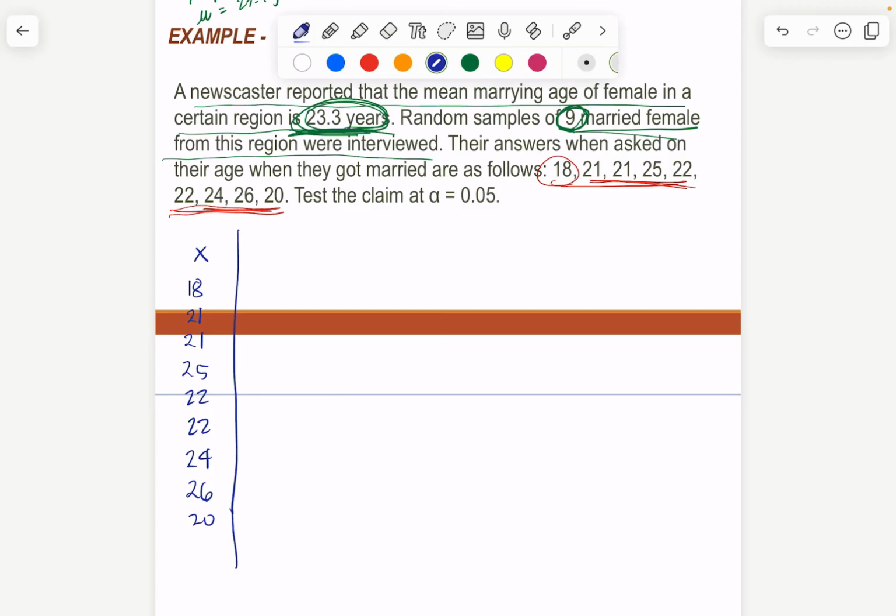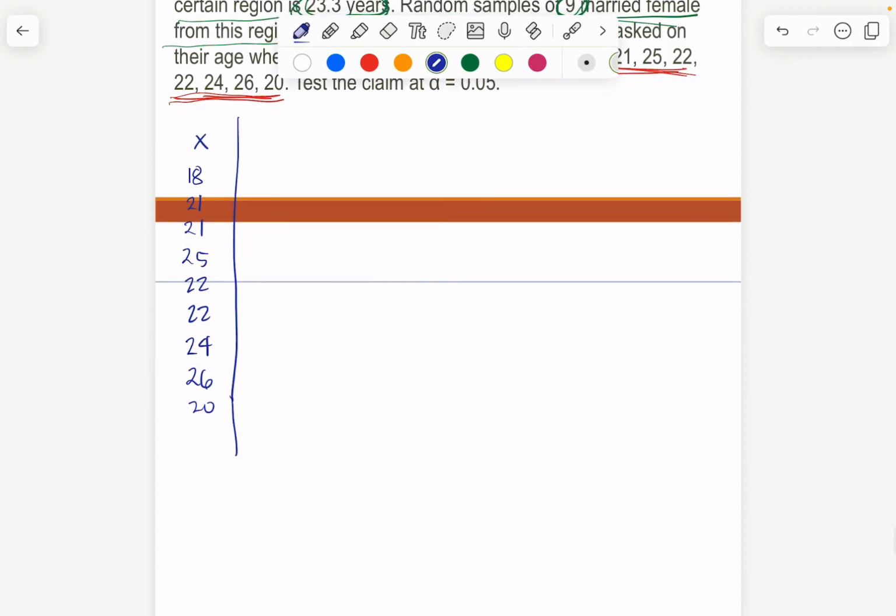Next, unsa may kinahanglan buhaton. So, we have to find first our sample mean. So, we have to add all of our values. So, that will be the summation of x. So, unsa may summation of x ani? So, input din siya sa calculator. 18 plus 21 plus 21 plus 25 plus 22 plus 22 plus 24 plus 26 and plus 20. So, that will be 199.